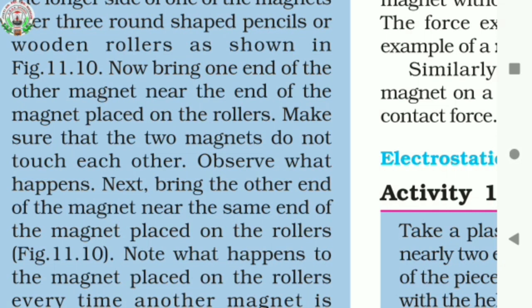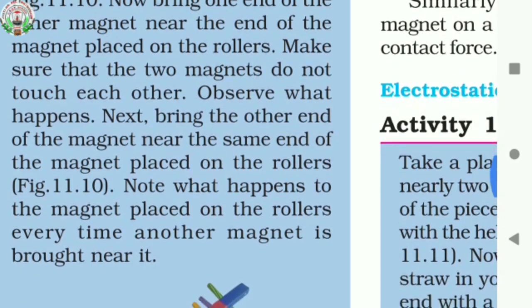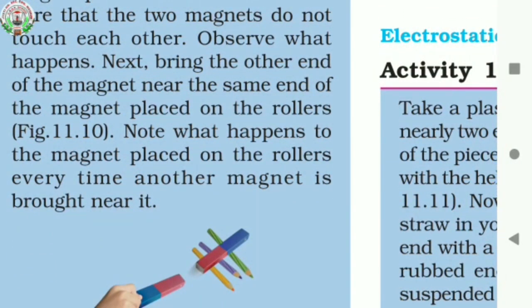Now, bring one end of the other magnet near the end of the magnet placed on the rollers. Make sure that the two magnets do not touch each other. Observe what happens. Next, bring the other end of the magnet near the same end of the magnet placed on the rollers. Note what happens to the magnet placed on the rollers every time another magnet is brought near it.